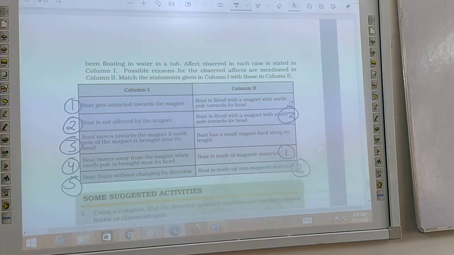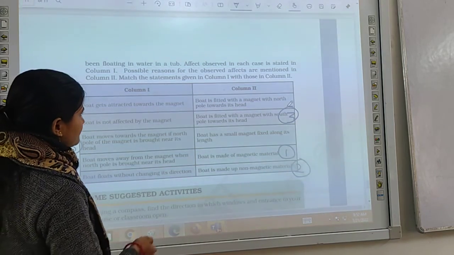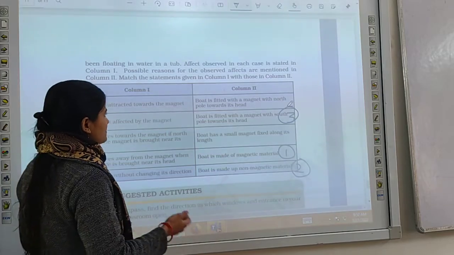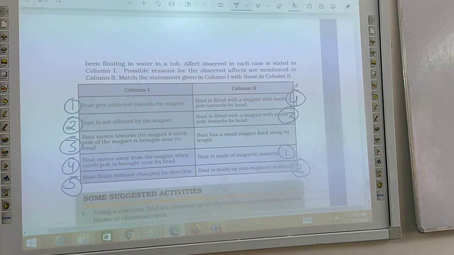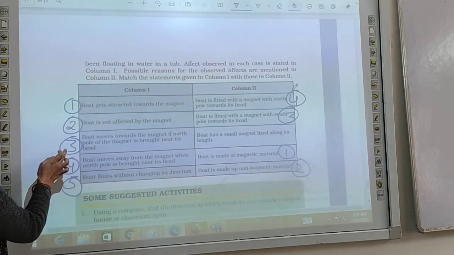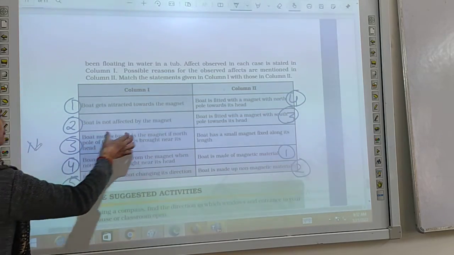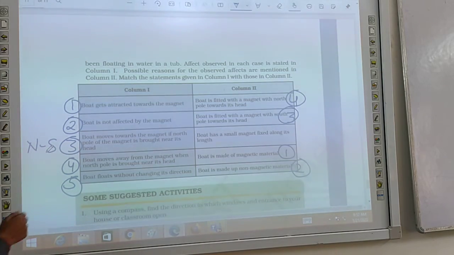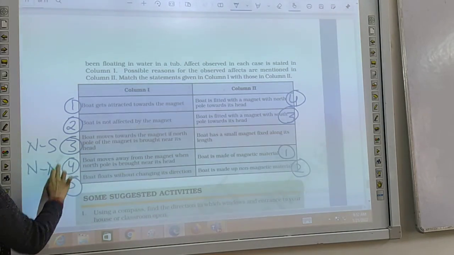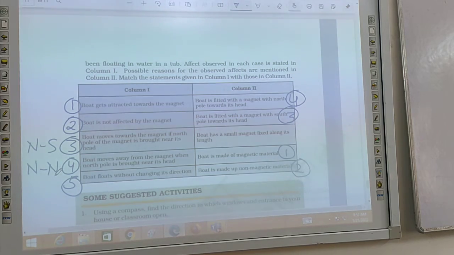Now fourth one, boat moves away from the magnet when north pole is brought near its head. It moves away from the magnet. Why? Because we know that similar poles always repel each other. So fourth one, similar poles always repel each other. Look at the fourth: in the third, the north pole was brought and the boat moved towards the magnet, so it means the south pole is there, that's why it attracts. Here it moves away from the magnet, so it means similar poles are there. So similar poles repel each other.